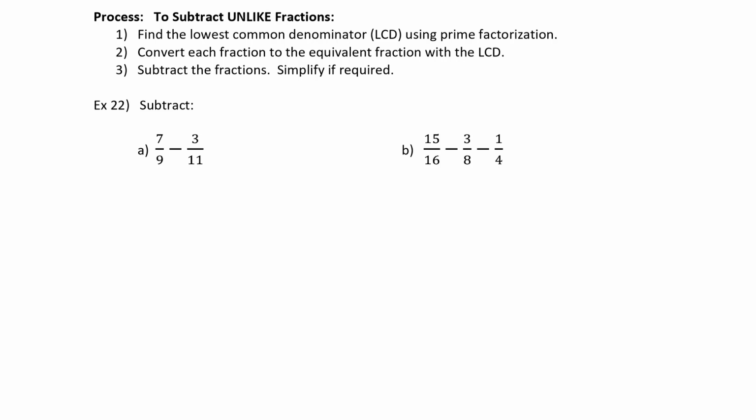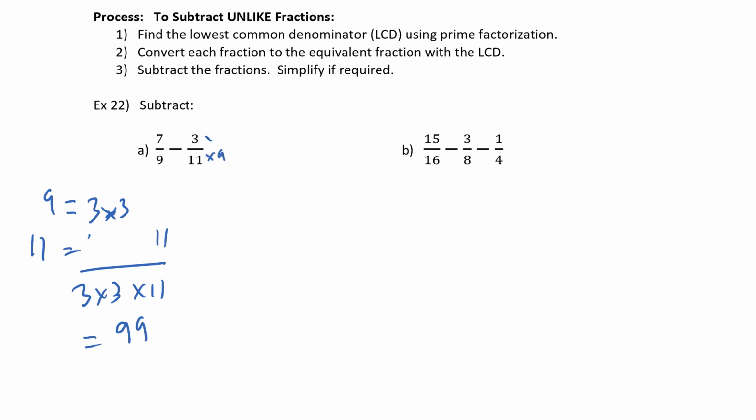So let's look at the first one, 9 and 11. Here we have 9 and 11. We're going to do prime factorization, 3 times 3. And 11 is its own prime number, 3 times 3 times 11. And here we get 99 as our lowest common denominator. Multiply this side by 9, multiply this side by 11. Here we get 77 over 99 minus 3 times 9 is 27 over 99.